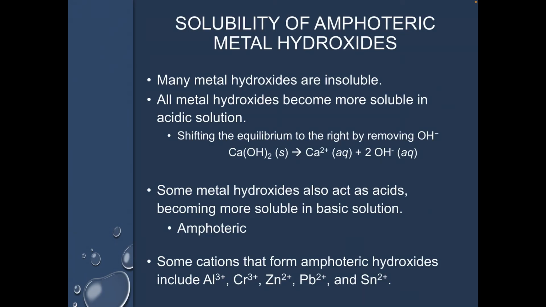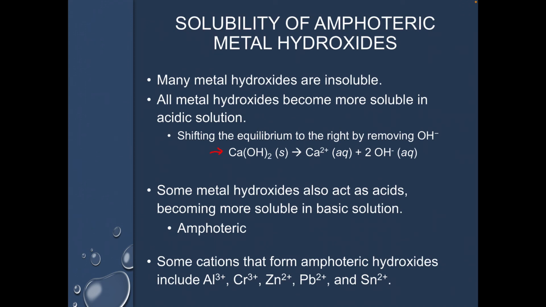All right, our last topic for today is about metallic hydroxides, or specifically amphoteric metallic hydroxides. Many metal hydroxides are insoluble, like magnesium hydroxide, calcium hydroxide, iron hydroxide, zinc hydroxide. We have lots of hydroxides, but a lot of them are insoluble or have very limited solubility. But all metal hydroxides become more soluble in acidic solution because if you think about our solubility equation here, right, this would be for calcium hydroxide.